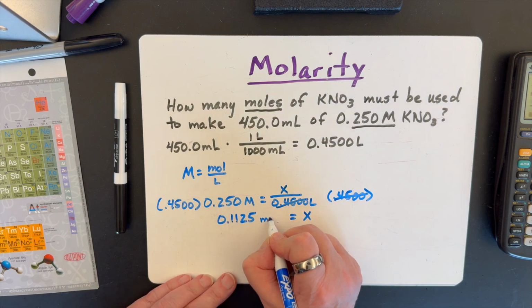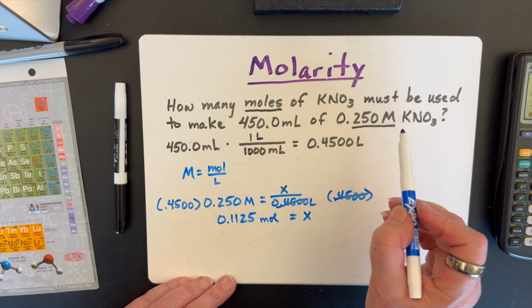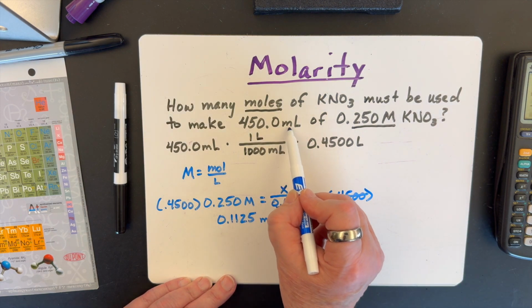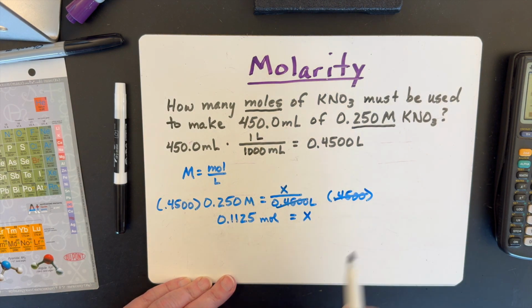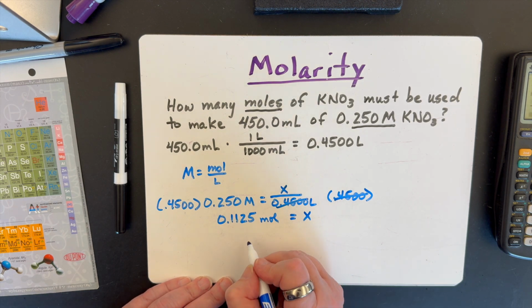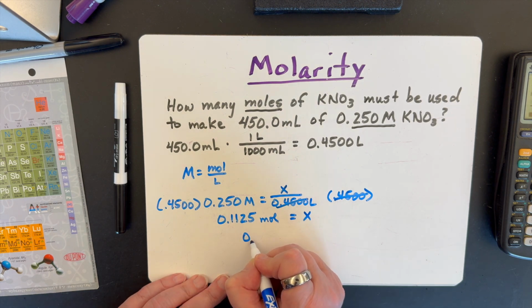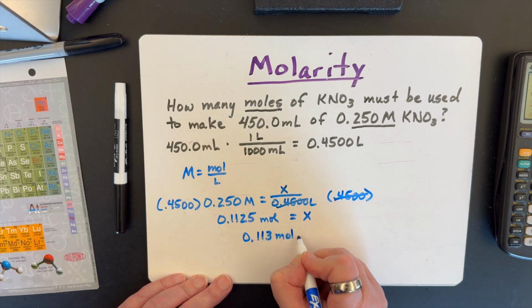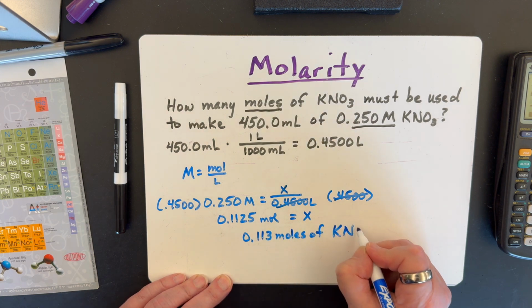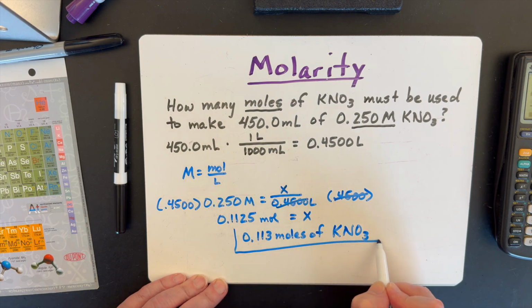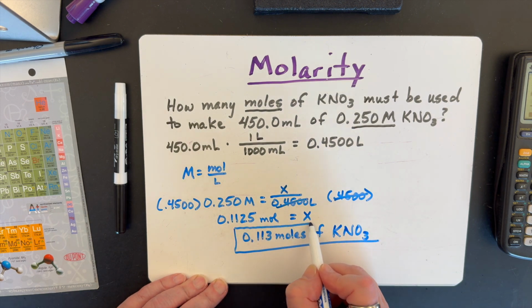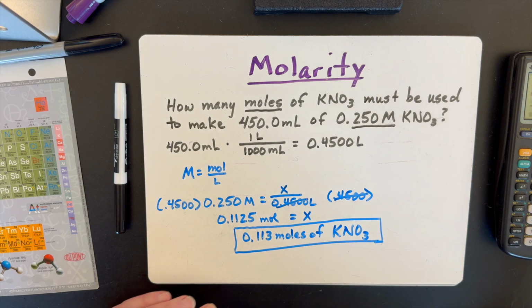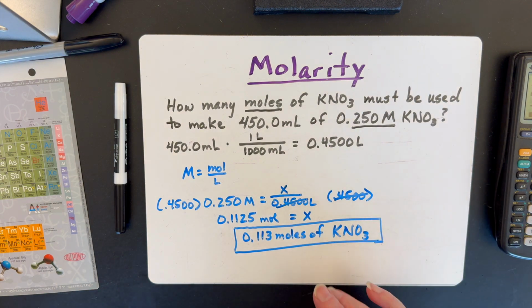0.1125 moles. And we go back and look at the problem. This had 4 sig figs. This had 3 sig figs, so we're going to keep 3 in our answer. So our answer is going to be 0.113 moles of KNO3. If we were asked for how many grams it would take to make the solution, we would work it exactly the same way. We would find our moles, and then at the end we would convert moles to grams.